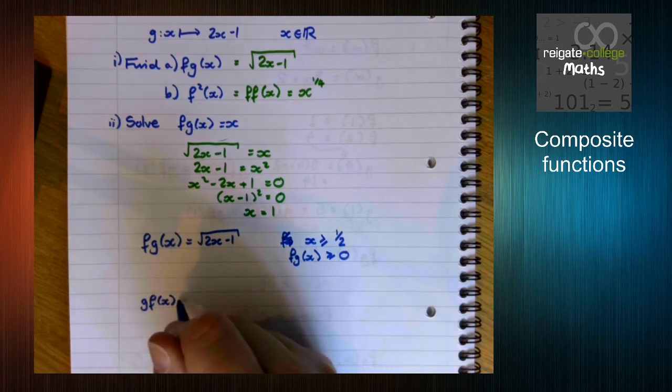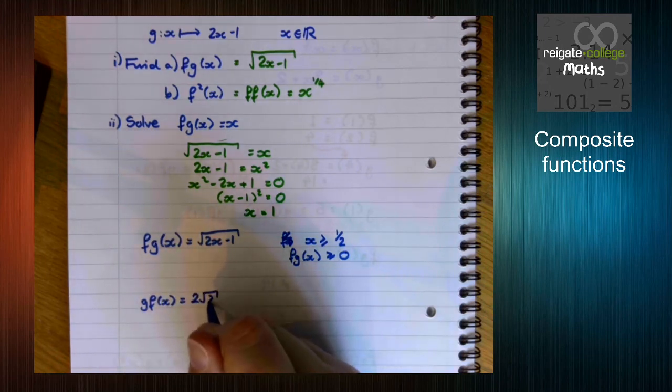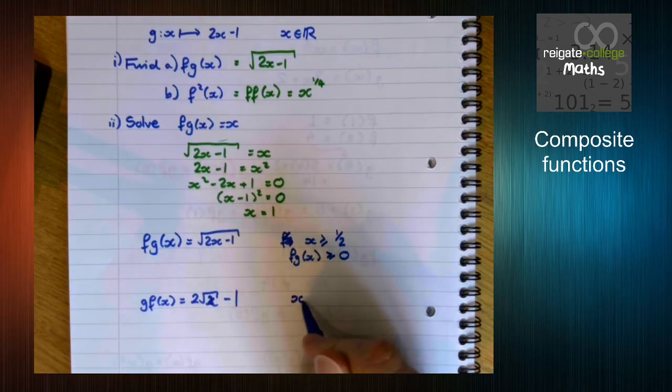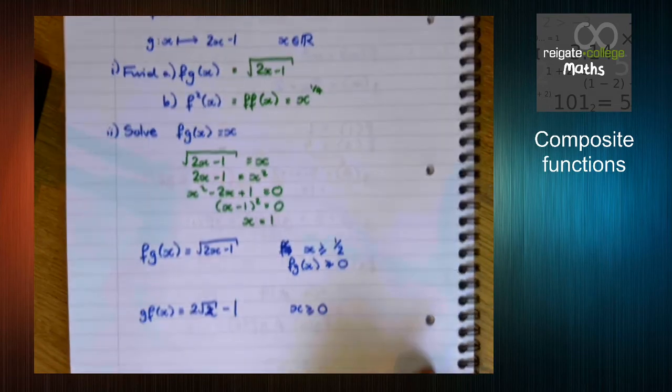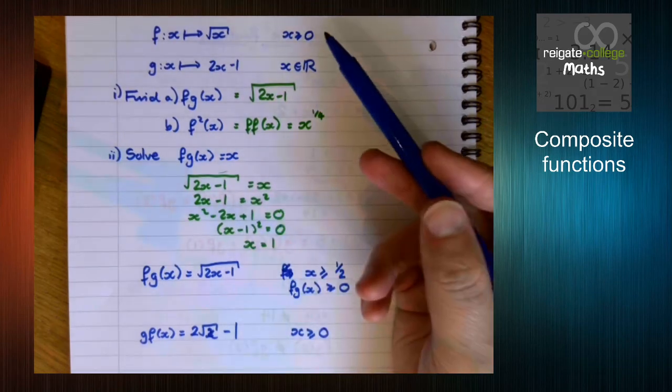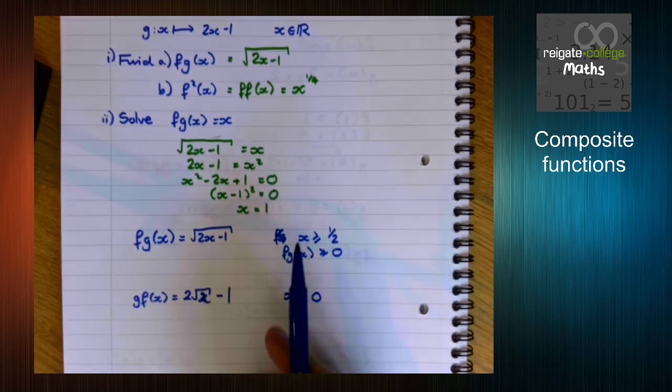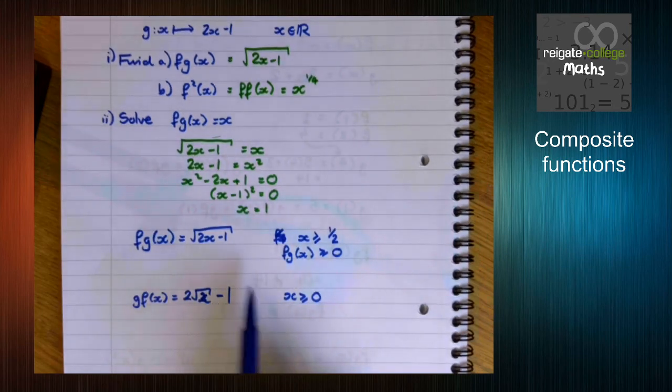gf of x. So very quickly we get 2 root x minus 1. So we have to think about the domain now. So the domain is the domain of f. But it's not always going to be that case. It's not always the domain of the inside one. We saw that wasn't the case here. So on the whole it's just looking at the new function that you get, figuring it out from there, and then checking to see if it works in the above.